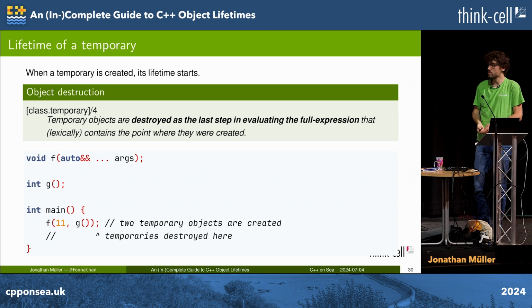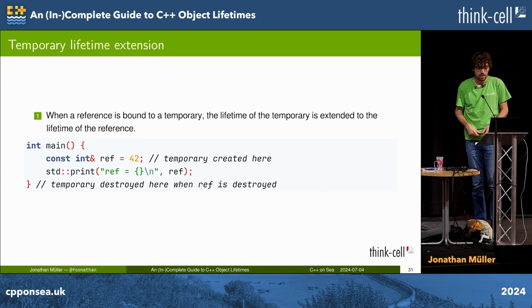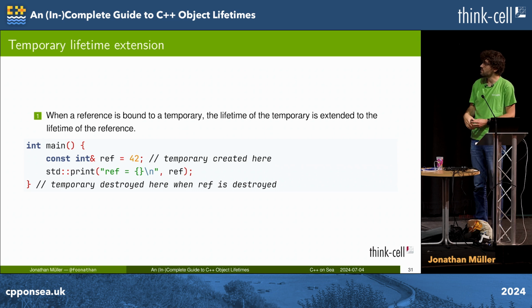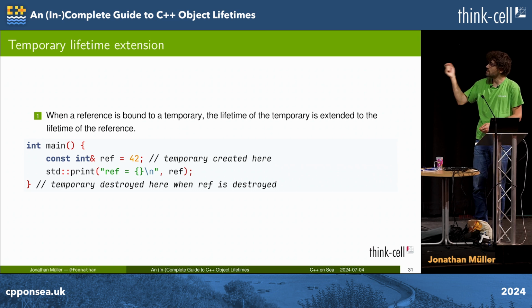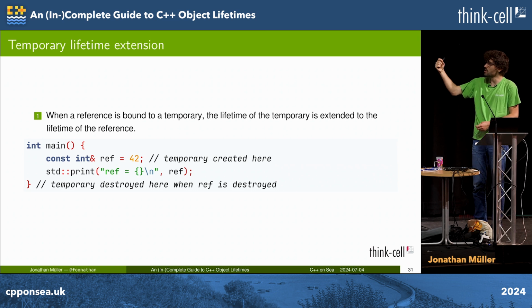There are two exceptions to this rule. And they are both referred to as temporary lifetime extension. The first case is when we bind a reference to a temporary directly, the lifetime is extended to the lifetime of the reference. So first of all, a reference is not an object on its own, so it doesn't really have a lifetime, but the standard refers to the lifetime of the reference as if it were an object.